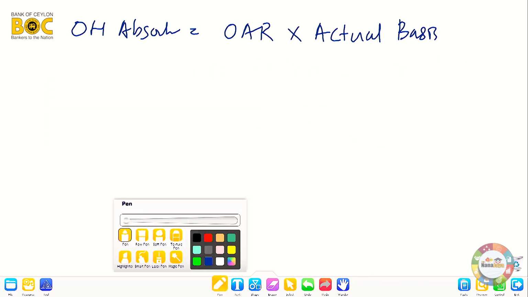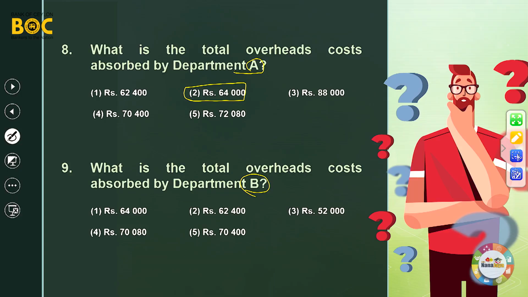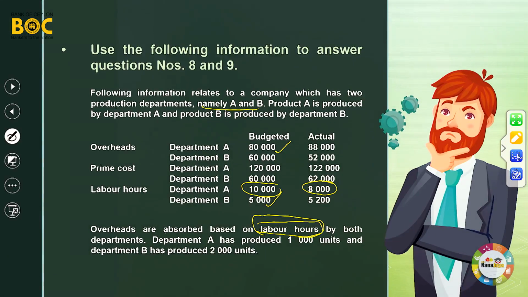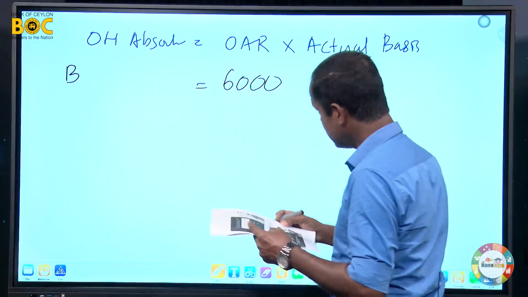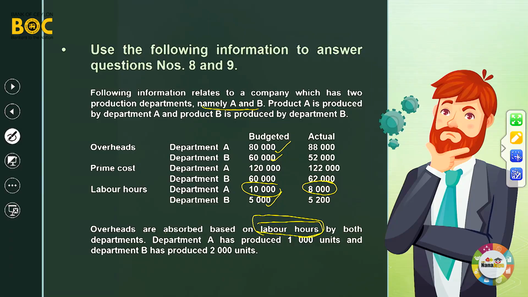For department B, overhead absorbed equals overhead absorption rate, budgeted overheads divided by budgeted basis. The budgeted overheads of department B are 60,000 rupees. The budgeted labor hours in that department are 5,000.